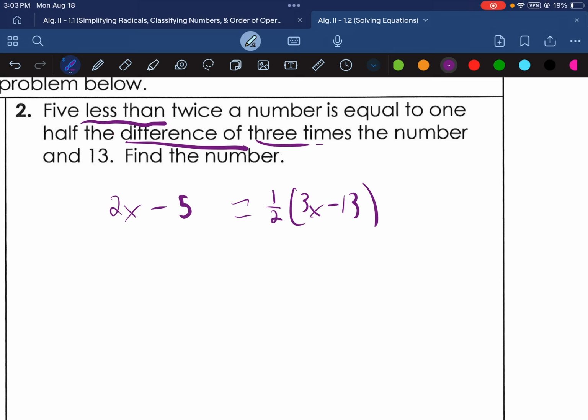So whenever we see difference of, or sum of, or product of, or quotient of, those results-based words, we have to look for the word and. When we see the word and, that's where our sign's going. So we're doing and is that minus sign.